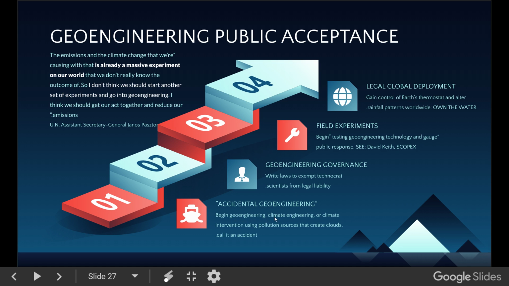Meanwhile, begin geoengineering, climate engineering, or climate intervention using pollution sources that create clouds. Call it an accident. Then you do geoengineering governance while this is going on. Write laws to exempt technocrat scientists from legal liability. Field experiments: begin testing geoengineering technology. Engage public response. See David Keith's SCoPEx or Stratocruiser, the program that he's wanting to do right now. And then finally, legal global deployment of geoengineering is step 4.